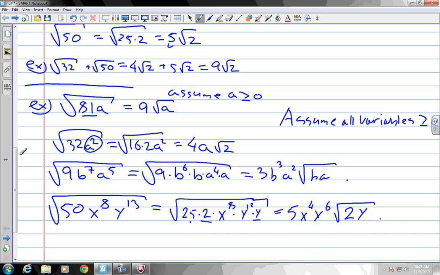So with the numerical, you're literally looking for a perfect square. With exponents, you just need the exponent to be even. Any questions on that?